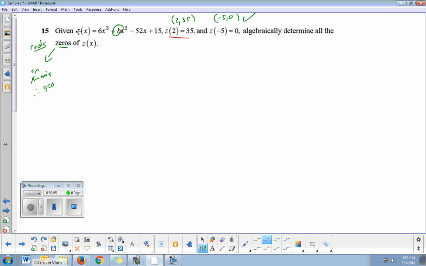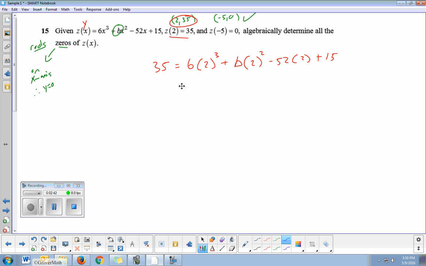So z of x is the same thing as y, right? Like f of x is y, so it's like y equals this whole thing. So I can use this point, z of 2 is 35, to say that 35 equals 6 times 2 cubed plus b. I'm going to try to make my b's not look like 6's, but try to remember that that's a b there. B times 2 squared minus 52 times 2 plus 15.